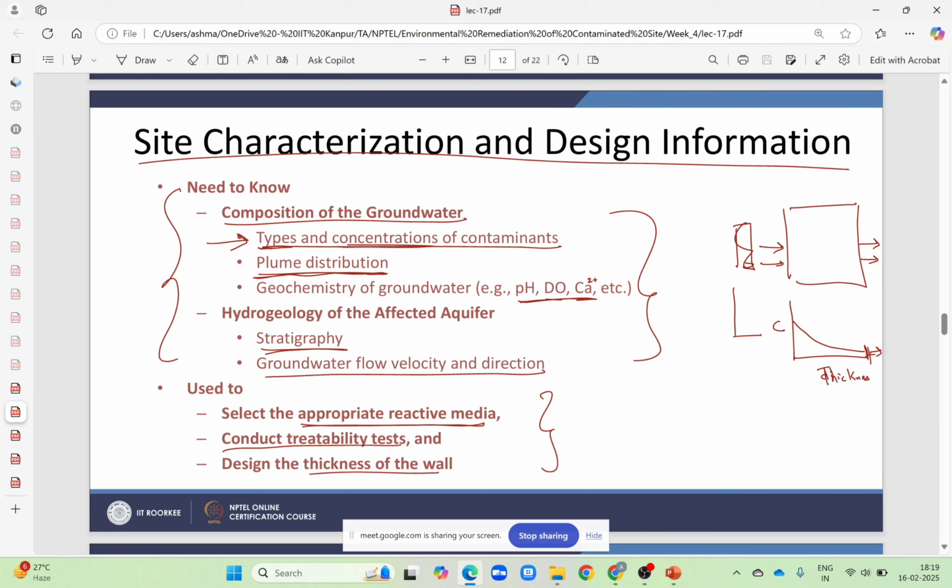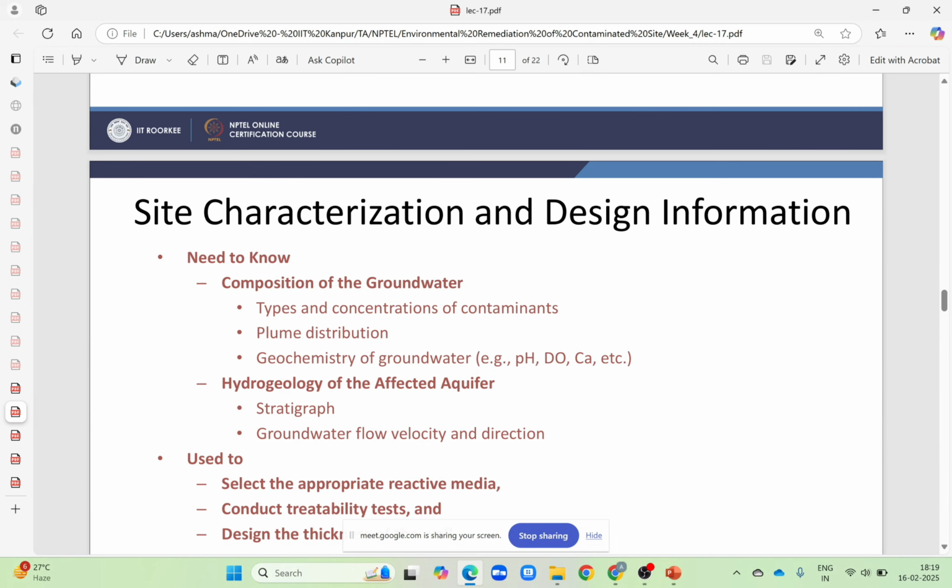So we need to know some of the characteristics of the site. We need to know the composition of the groundwater: the concentration of the contaminants, the various types of contaminants, the plume distribution, and the overall geochemistry of the groundwater, like pH, DO, and the concentration of various ions like calcium, magnesium, sodium, potassium, chloride, etc.